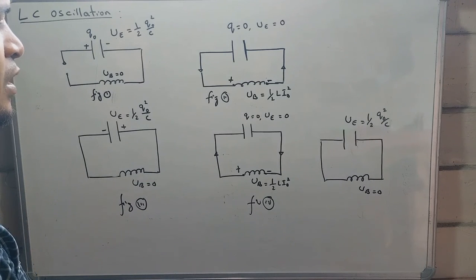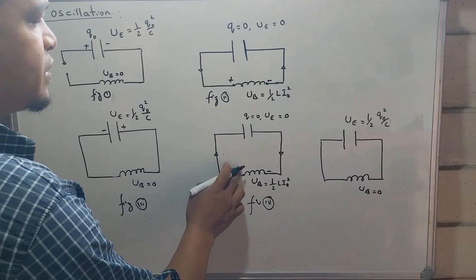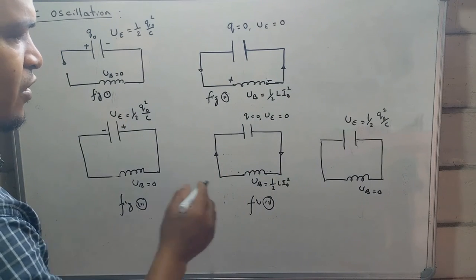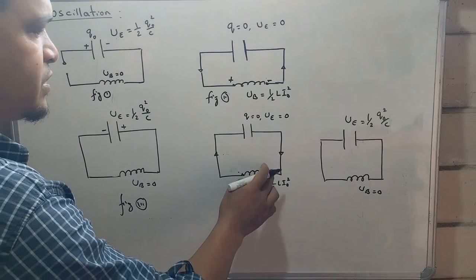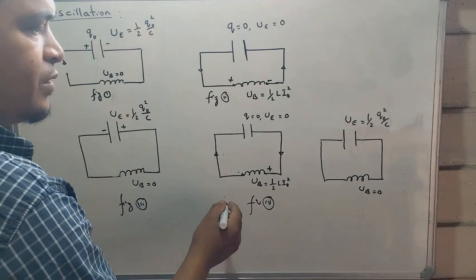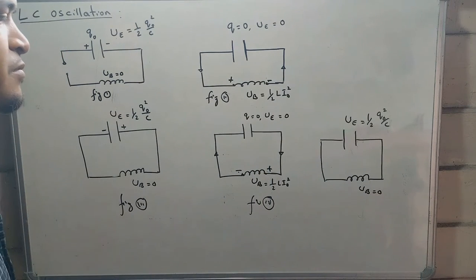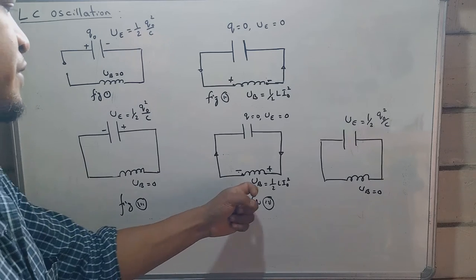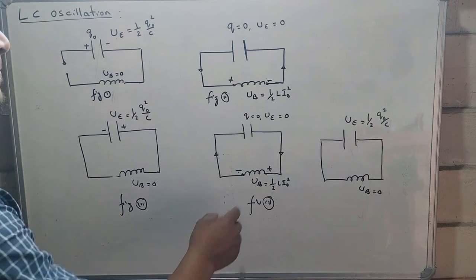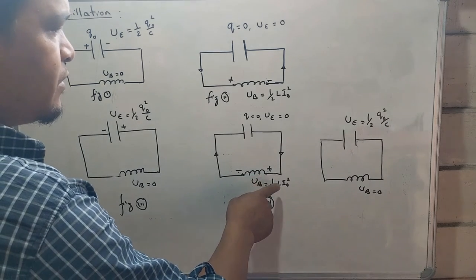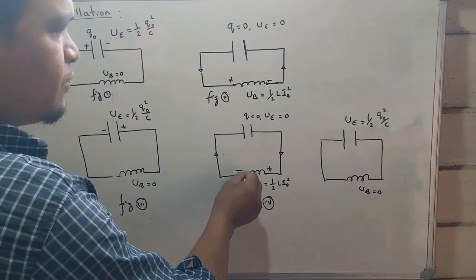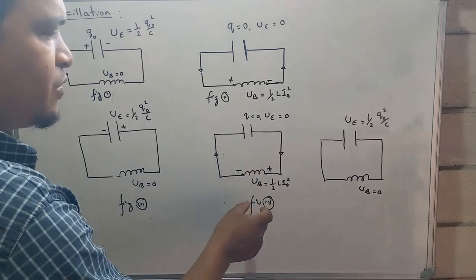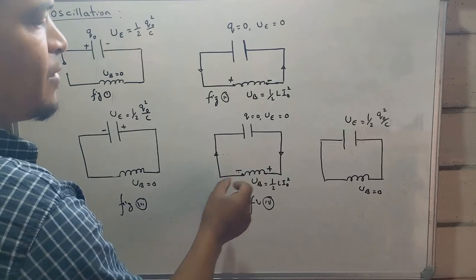Okay. Now, because of the induced EMF in this case, you will find the polarity of the inductor will be like this. This will now be plus and this will be minus. Why is it so? Again from Lenz's law. So because of this, what will happen when the capacitor is fully discharged? The electrical energy is 0 and the magnetic energy here becomes maximum.